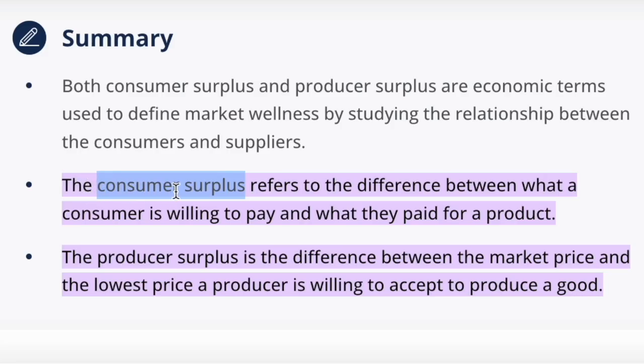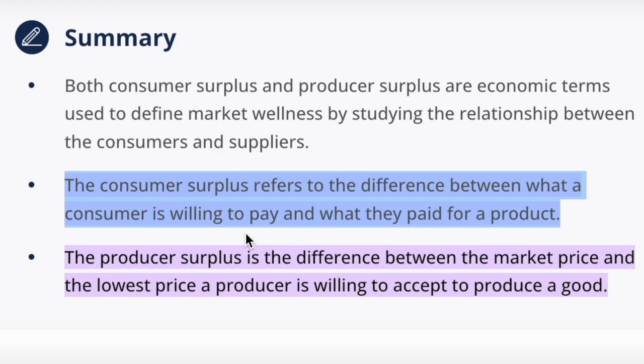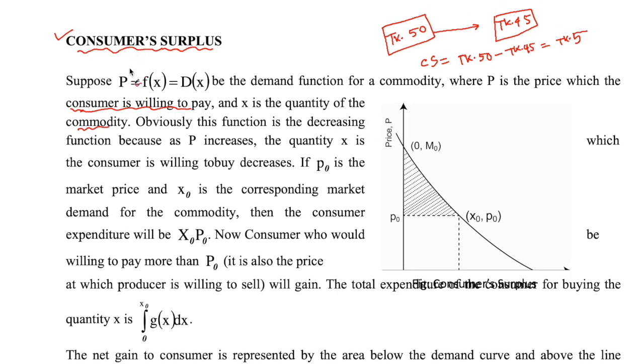So you see, the consumer surplus refers to the difference between what a consumer is willing to pay for a product and what they actually paid for it. This is the consumer surplus: the difference between what the consumer is willing to pay and the actual market price. The consumer surplus mathematically is related to the demand curve.